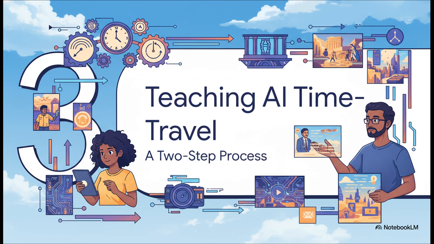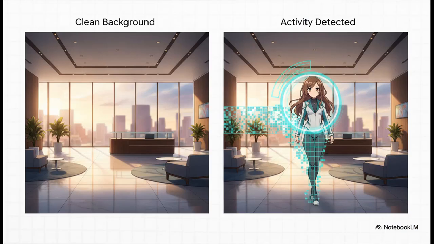So, how on earth do you teach a computer to play with time like this? Well, it's not magic. It's actually a really clever two-step process. Okay, so first things first, the system has to figure out what action even is. It does this by creating a clean image of the background. You know, the floor, the walls, anything that stays the same. Then it just flags any pixel that changes from that background as activity. So if a person walks by, bam, that's a whole bunch of changing pixels.